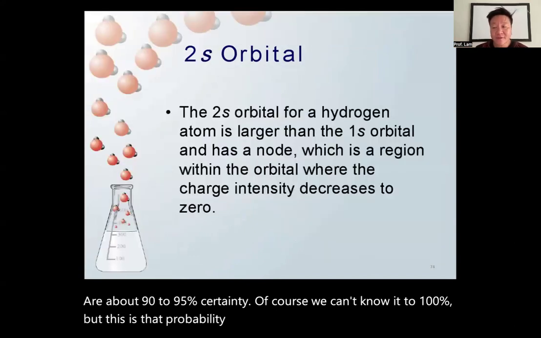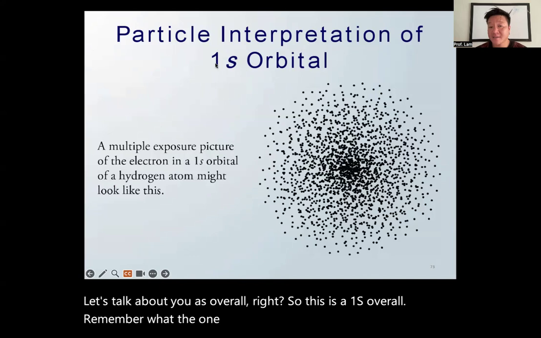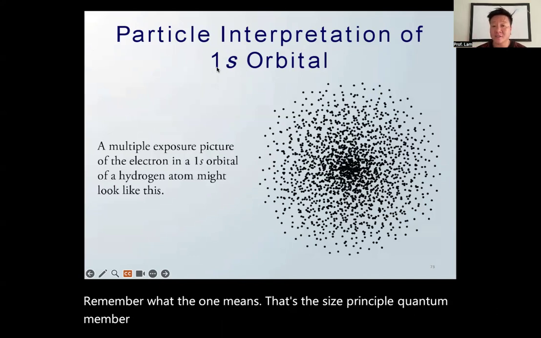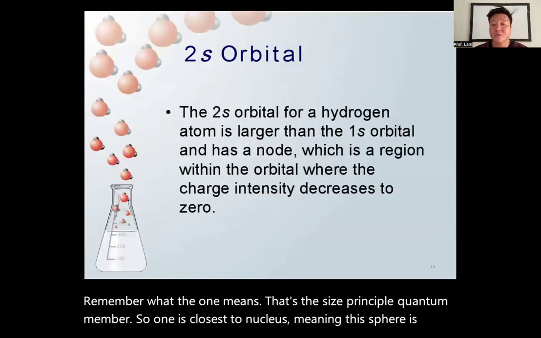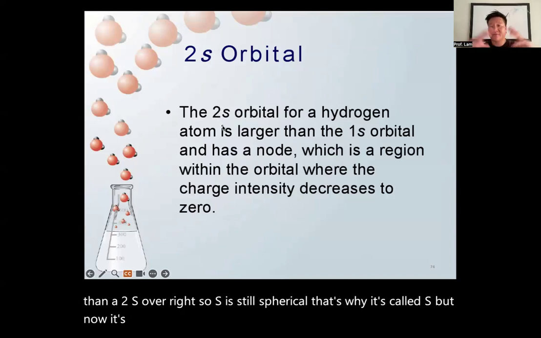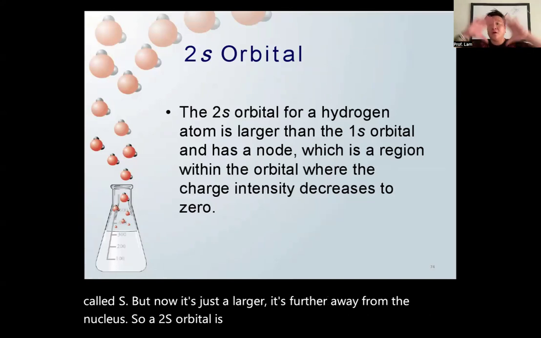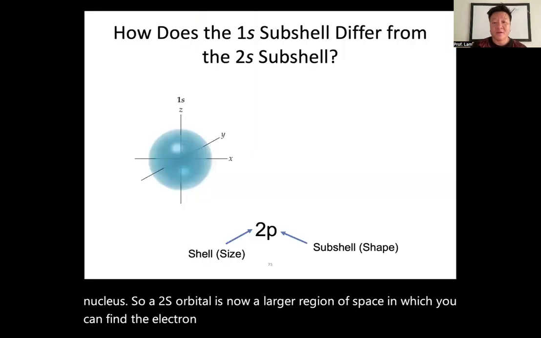Let's talk about 2s orbital. So this is a 1s orbital. Remember what the 1 means. That's the size, the principal quantum number. So 1 is closest to the nucleus, meaning this sphere is smaller than a 2s orbital. So s is still spherical. That's why it's called s. But now it's just larger. It's further away from the nucleus. So a 2s orbital is now a larger region of space in which you can find the electron, right?